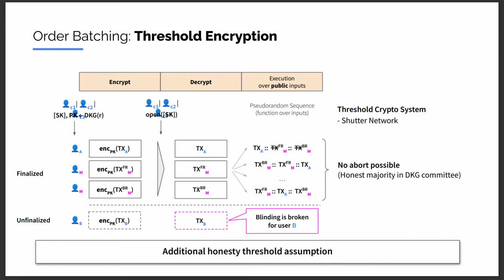And one way to do that is potentially with threshold encryption. So this is a scheme that has been implemented by the Shutter network team. We have, in the initial phase, a committee that runs a distributed key generation protocol and generates a key pair with a public key. Our agents now encrypt their transactions to that public key. So this is our blinded input.